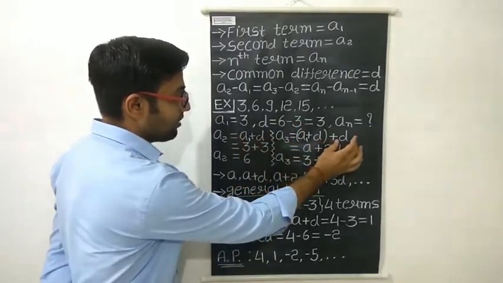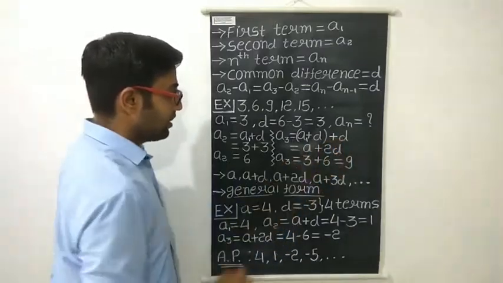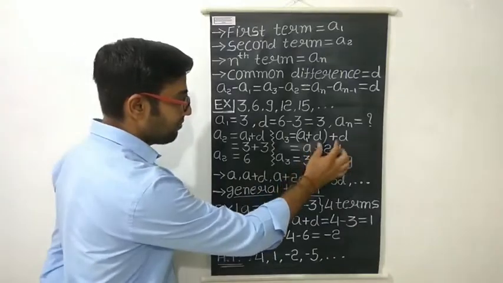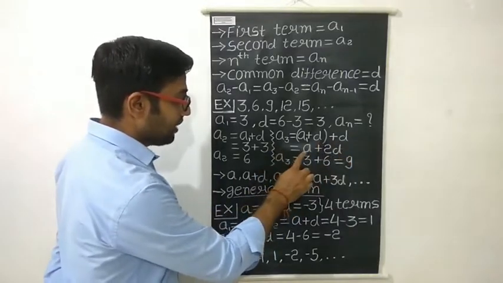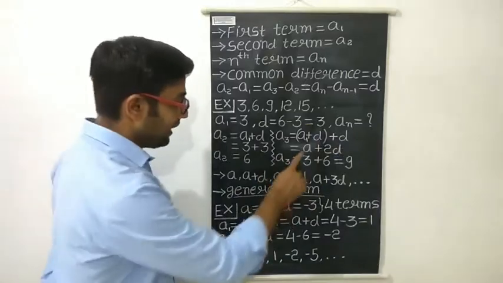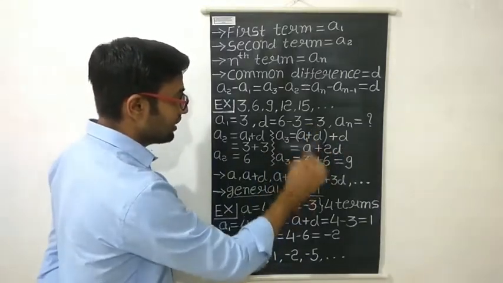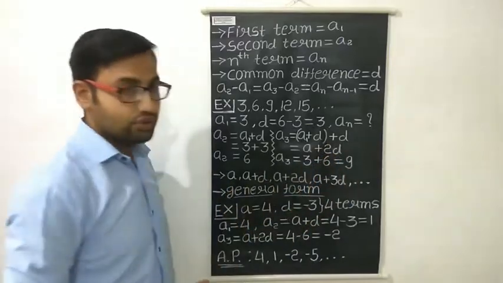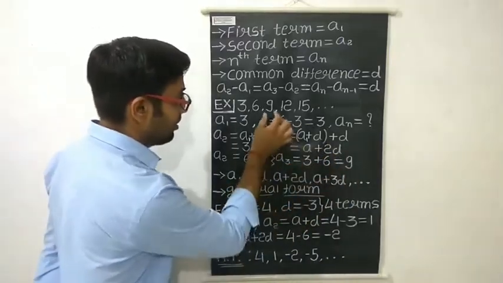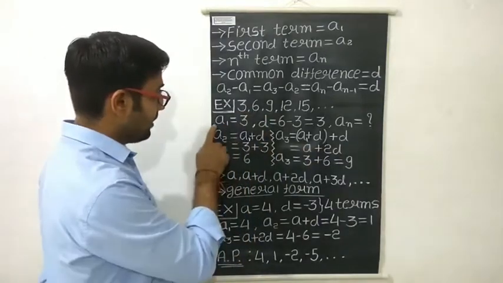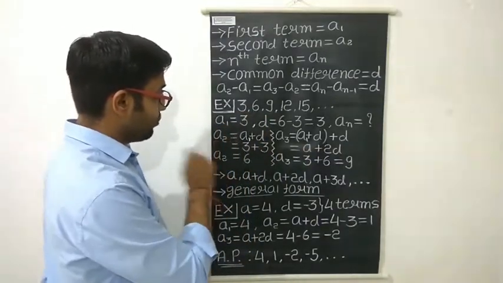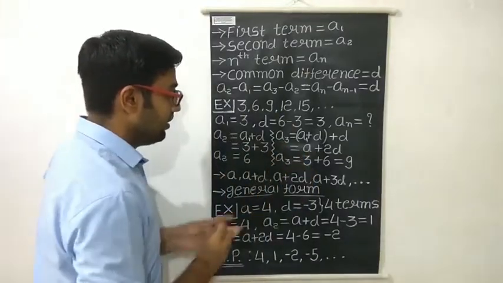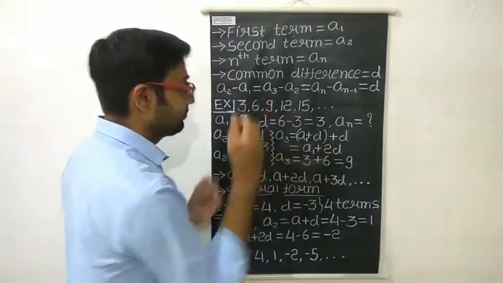We again have to add D to this term so that we can get the next term, the third term, right? So D plus D becomes 2D. So our third term will become A plus 2D. A is 3, D is also 3, but we have to take D 2 times. So 3 twos are 6, and 3 plus 6 is equal to 9. That will be our third term. You can see that the first term A1 is 3, the second term A2 is A1 plus D, and the third term A3 is equal to A1 plus 2D.